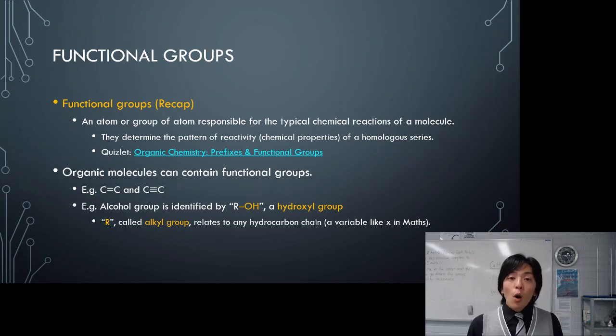it's an atom or a group of atoms which is responsible for typical chemical reactions for a molecule. So in another word, if there were a certain functional group attached to it, it might have, say, combustibility. So the chemicals can undergo combustion reaction. So alkane, alkyne, alkene, alcohol, they can all do that.